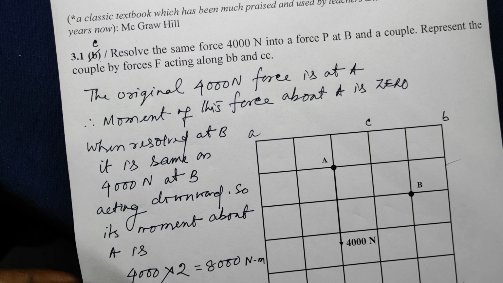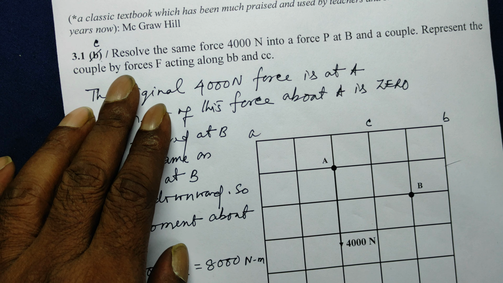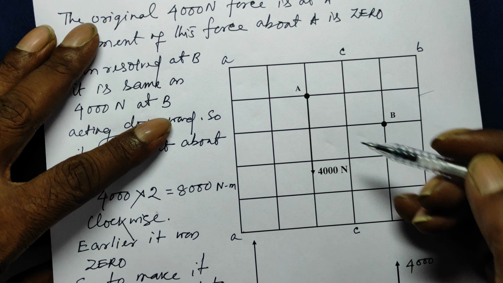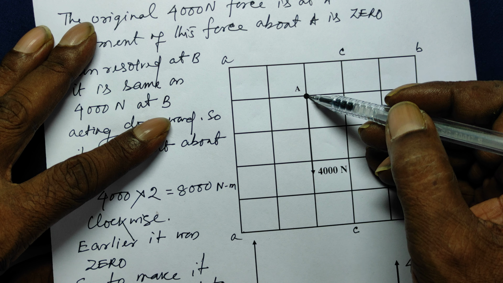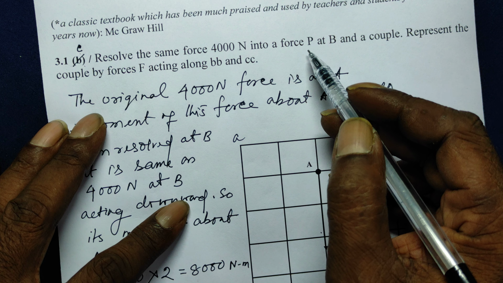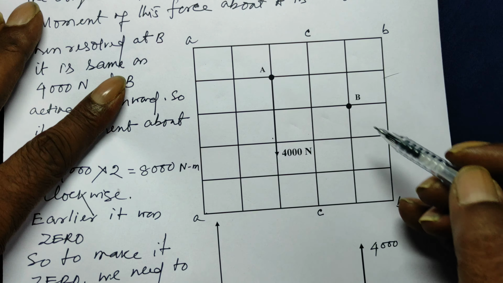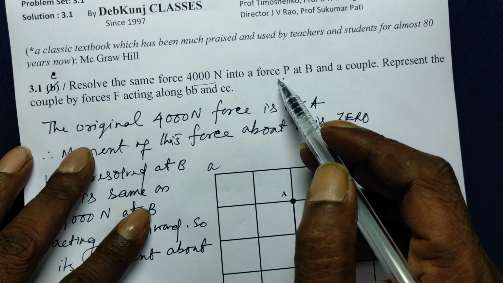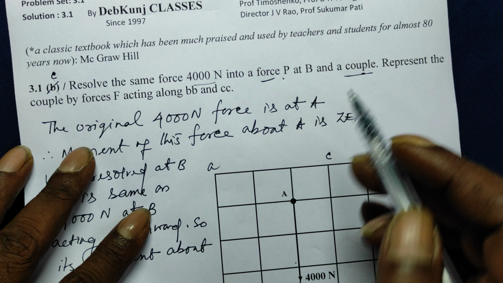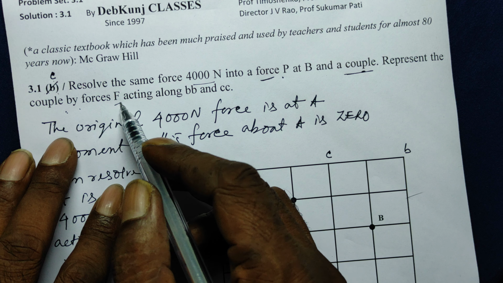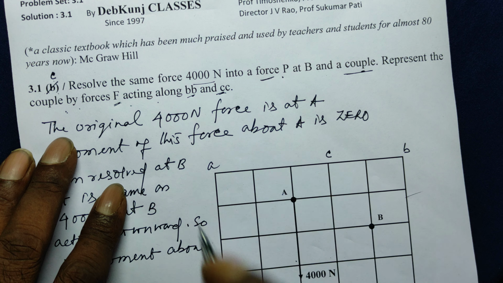So using the same principle, now let us move on to solving 3.1c. Now resolve the same force 4000 Newton. In the original diagram, the 4000 Newton was acting from point A to this side. We have to resolve this to a force P at point B and a couple. We have to resolve this force into a force and a couple, right? Representing the couple by force F acting along BB and CC.